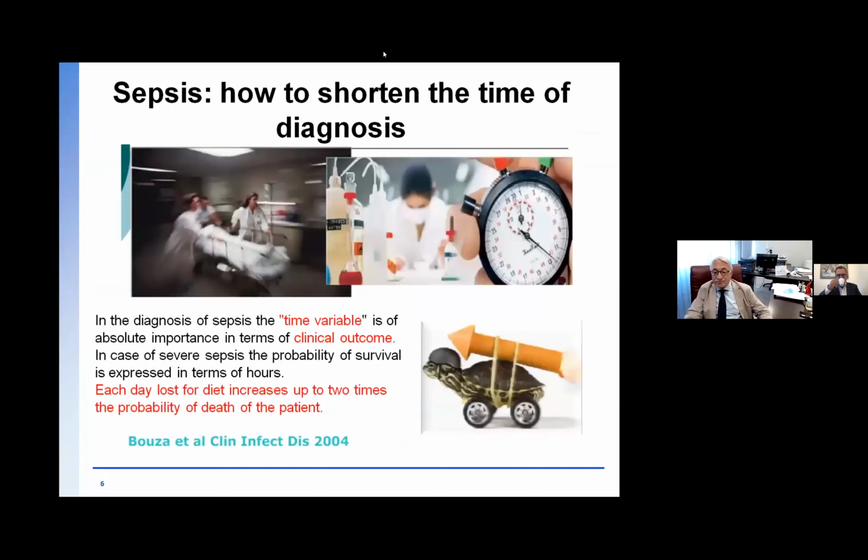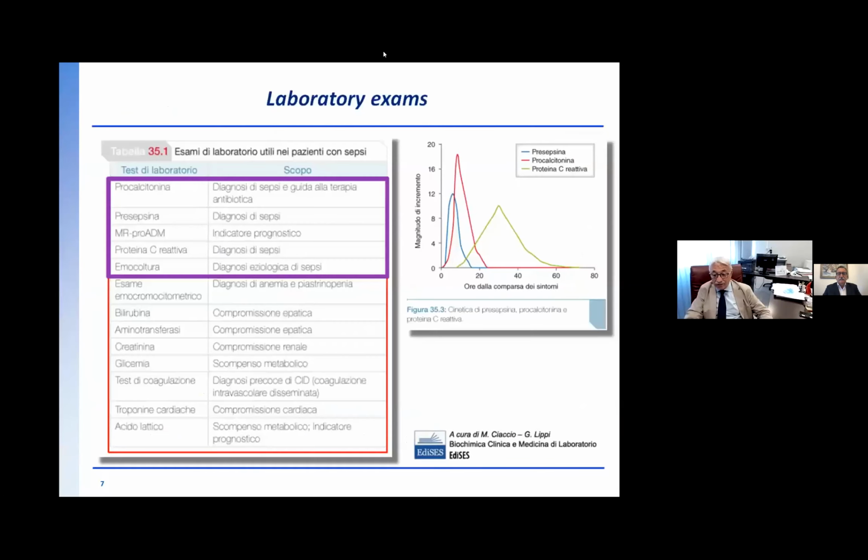Time factor is fundamental. Time is an important variable because we know that every delay, even one day only in a diagnosis, can lead to a 2-time increase of deaths in sepsis patients. So early diagnosis is absolutely fundamental. And so the lab plays a fundamental role.